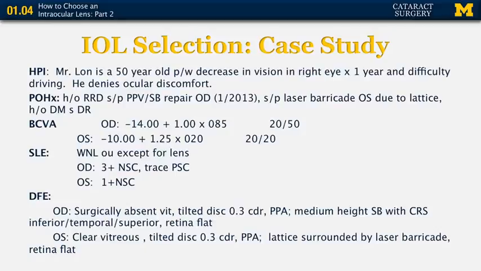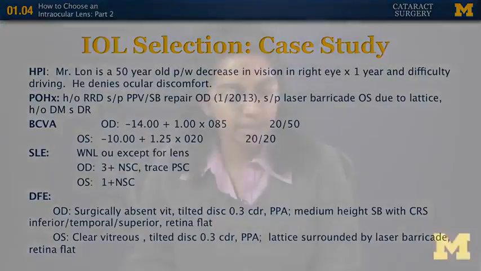Slit lamp examination is remarkable for a 3+ NSC with trace PSC in the right eye and a 1+ NSC in the left eye. Dilated exam shows what we'd expect, surgically absent vitreous, as well as a medium height scleral buckle and some chorioretinal scar on the periphery, but the retina is flat. And our fellow eye is also fairly within normal limits and a bit of laser barricade around that lattice.